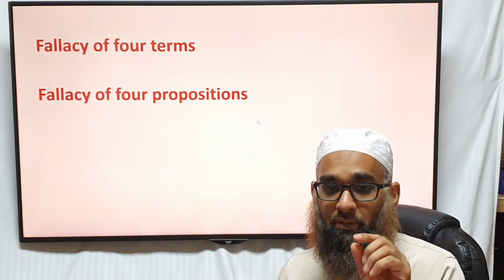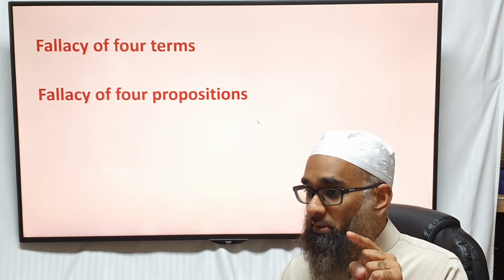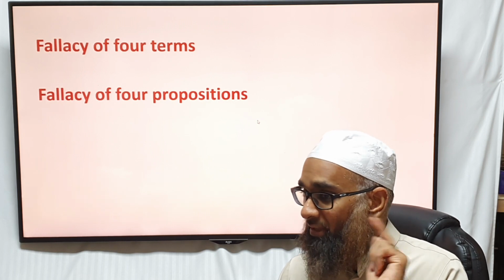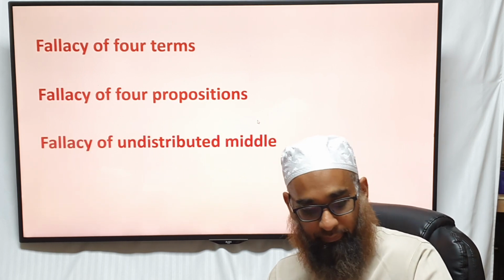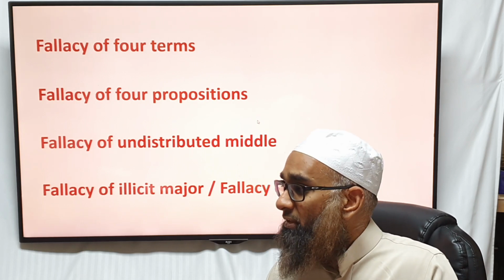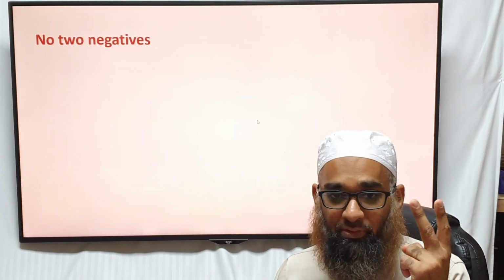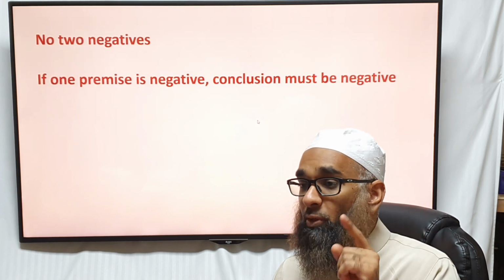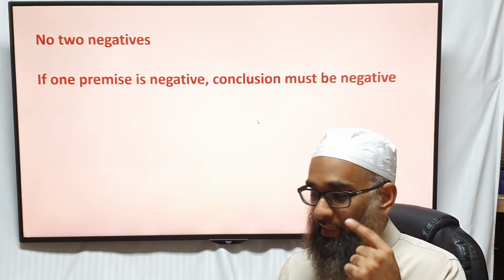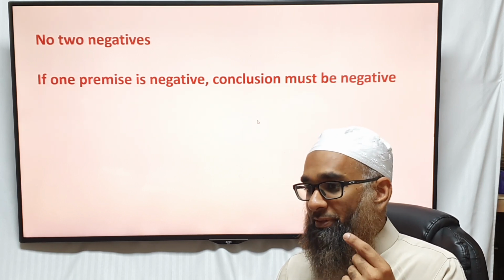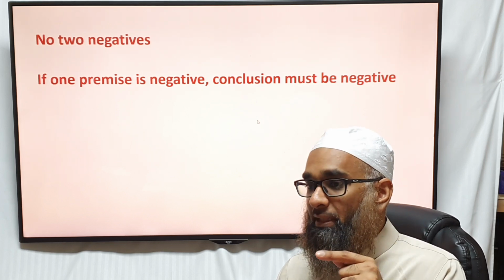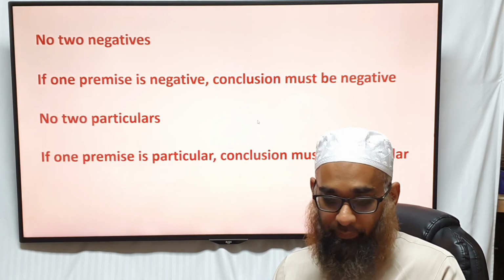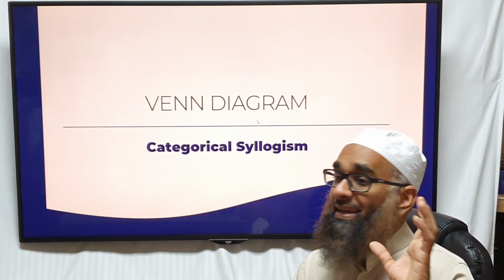Distribution. What's the rule? The middle has to be distributed at least once, and whatever is distributed in the conclusion must also be distributed in the premise. And if it's not, it's called fallacy of illicit major or fallacy of illicit minor. You can't have 2 negatives. And if you have 1 negative, then the conclusion must be negative. You can't have 2 particulars. And if you have one particular, the conclusion must be particular. Good?